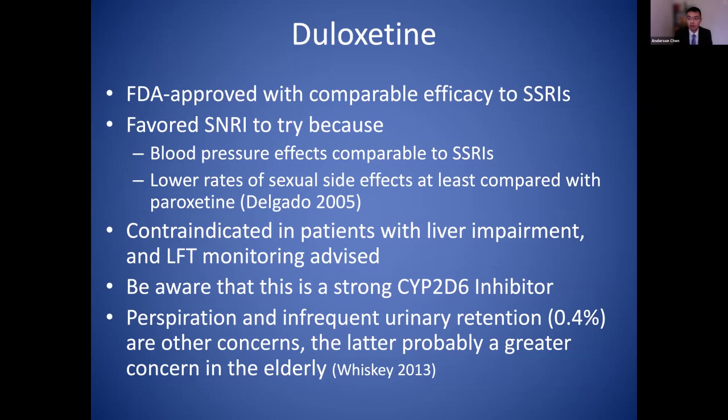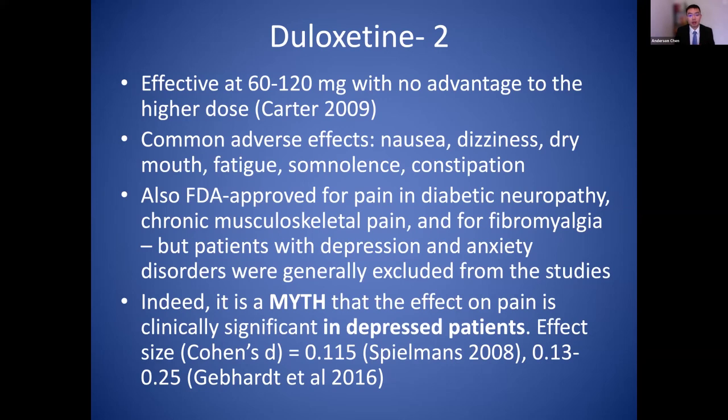Be mindful, it's contraindicated in patients with liver impairment, so you want to monitor the LFTs, and you want to be aware that this is a strong CYP2D6 inhibitor. And if you do prescribe it, in addition to checking for drug-drug interactions, tell your patients about the risk of perspiration and infrequent urinary retention. The effective dose is 60 to 120. There's really no advantage to going to a higher dose. Common adverse effects, I think we're quite familiar: nausea, dizziness, dry mouth, fatigue, somnolence, and constipation.